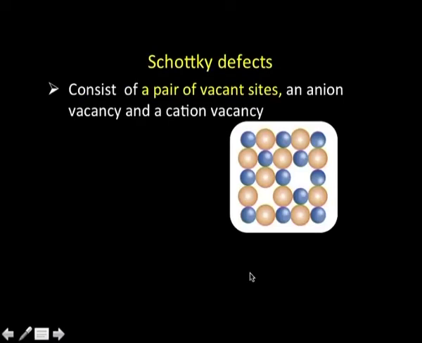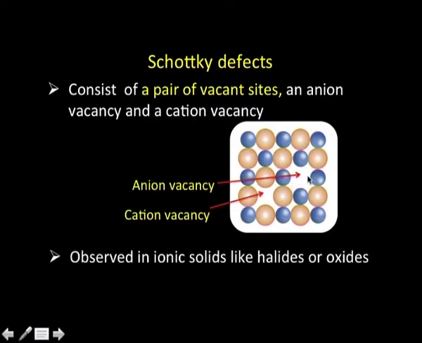Schottky defects basically consist of a pair of vacant sites, an anion vacancy and a cation vacancy. So, we have a lattice here, and what you find is there are two vacancies. One is an anion vacancy; the blue sphere here is a cation, and this one happens to be an anion, and so on and so forth. We find that a position which was expected to be occupied by an anion happens to be vacant. So, this is an anion vacancy. Similarly, we have a cation vacancy here.